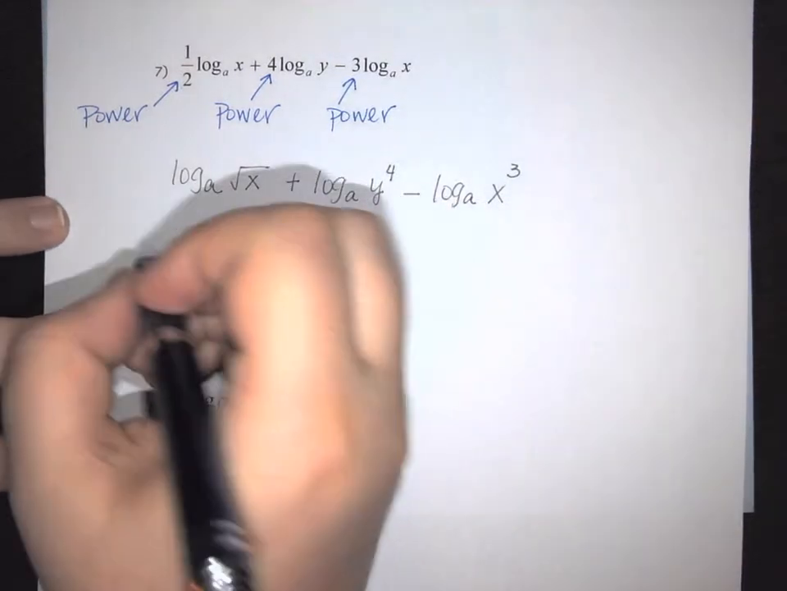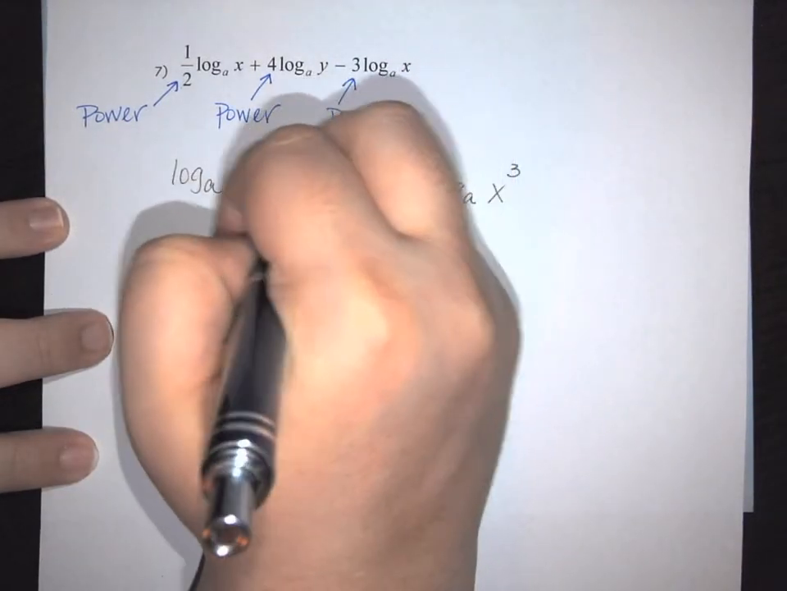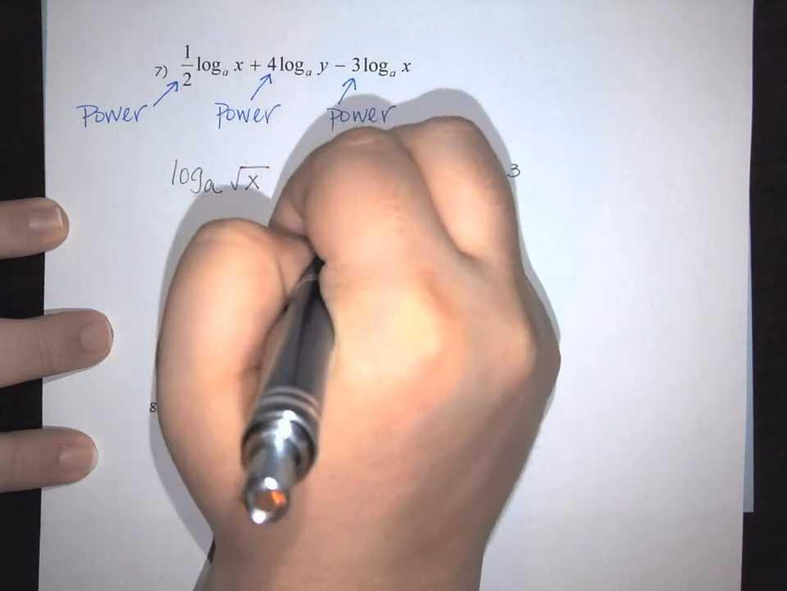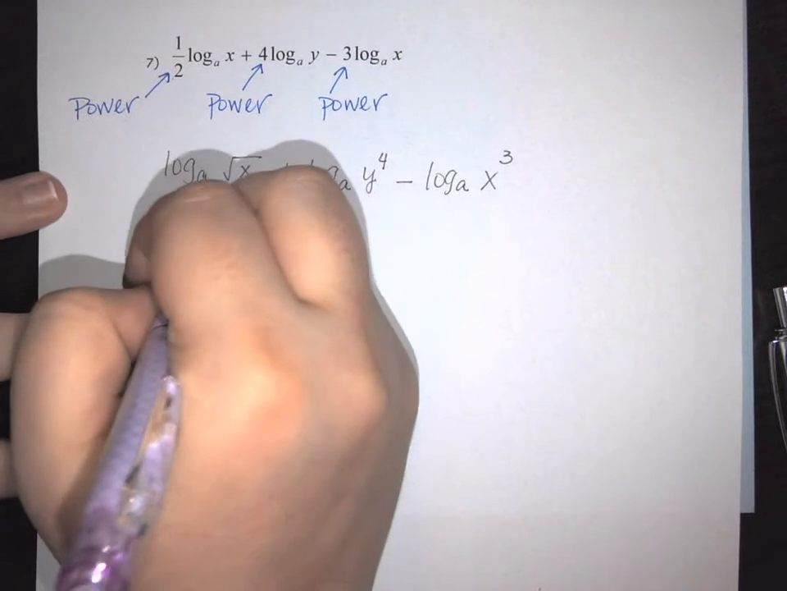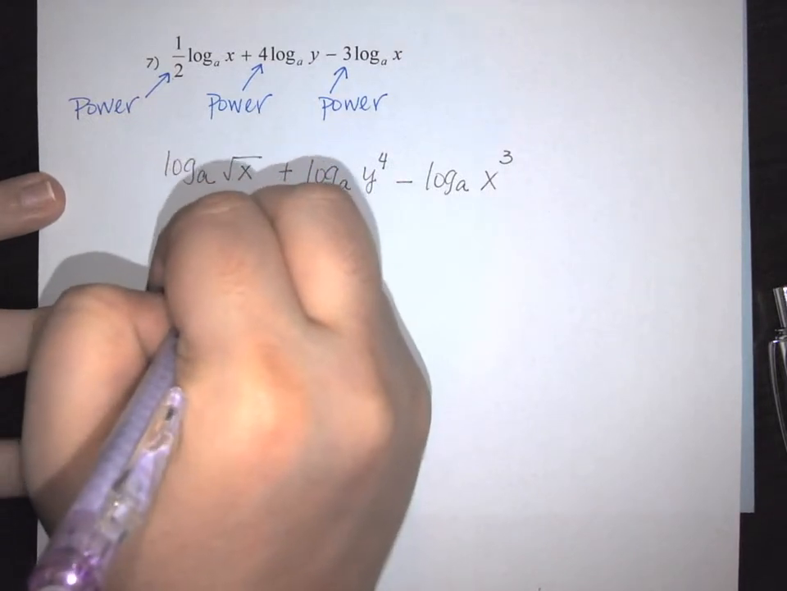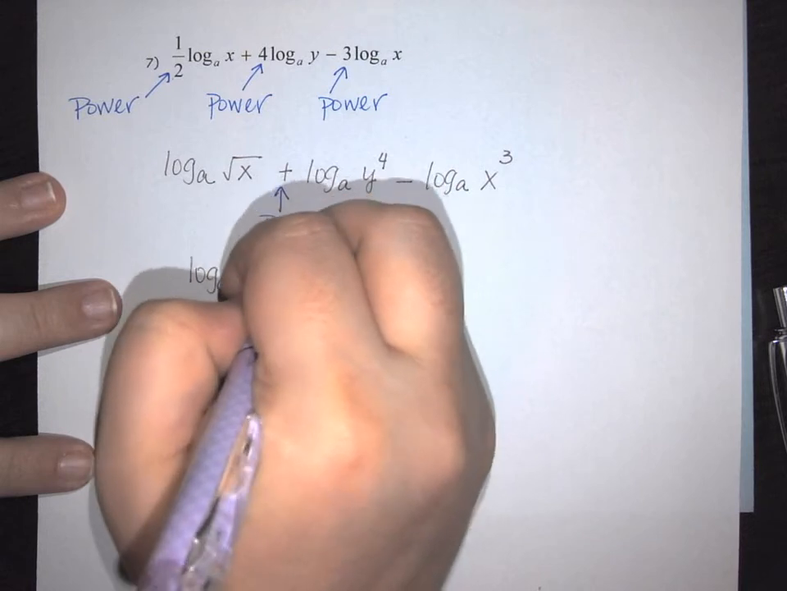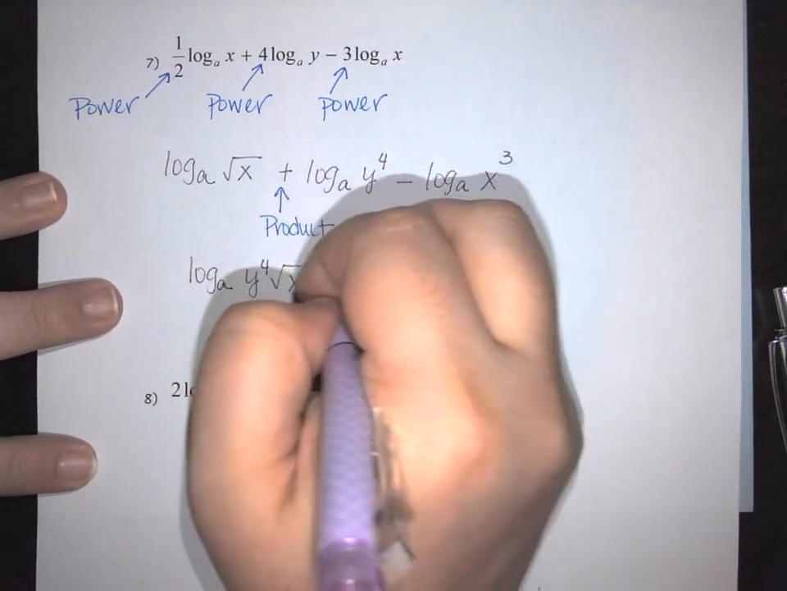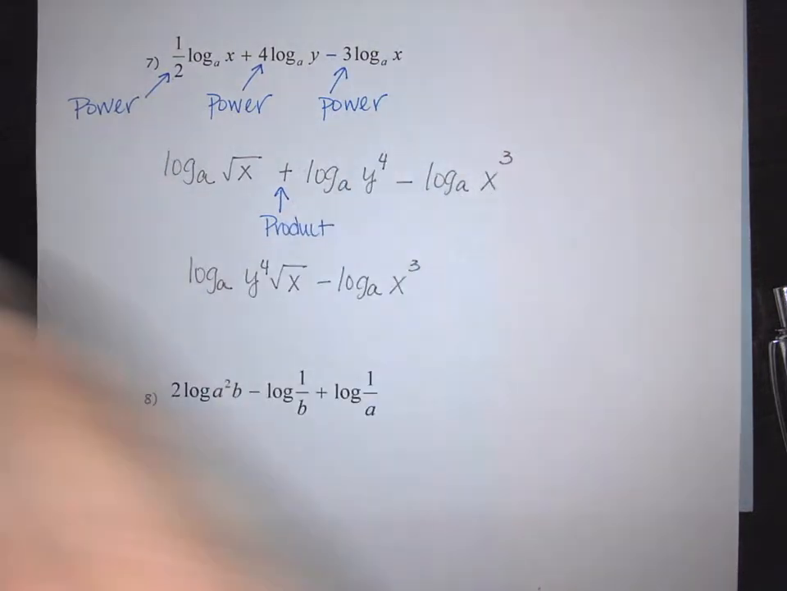Now we're going to start from the left hand side, and the first thing that would come from right here is going to be your product rule. So we're going to go ahead and do that. So this is going to become the log base a of y to the fourth square root of x minus the log base a of x cubed.